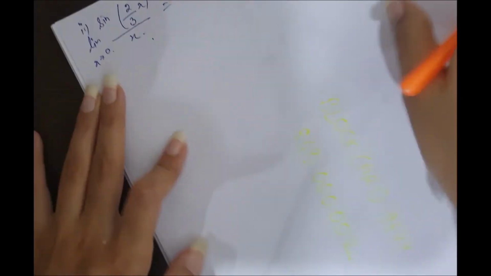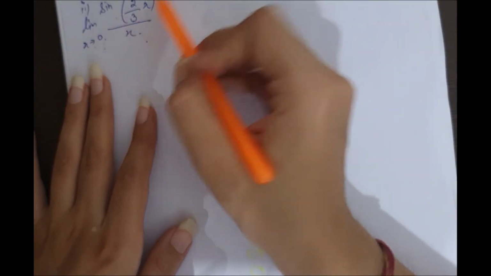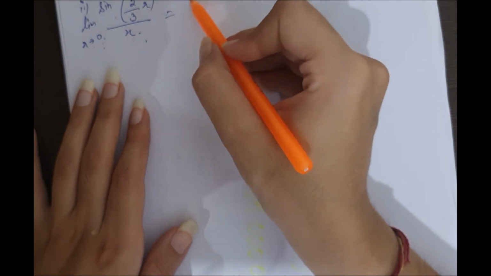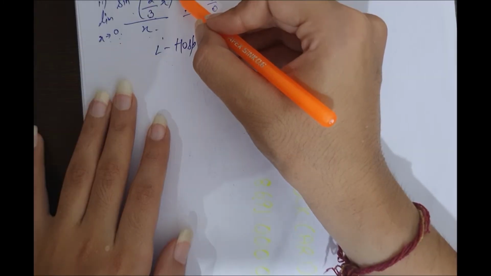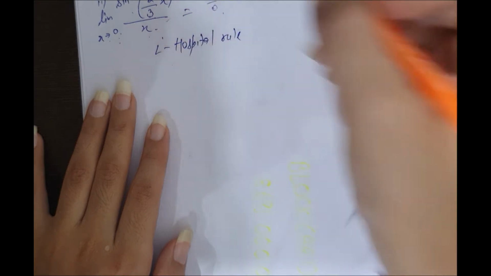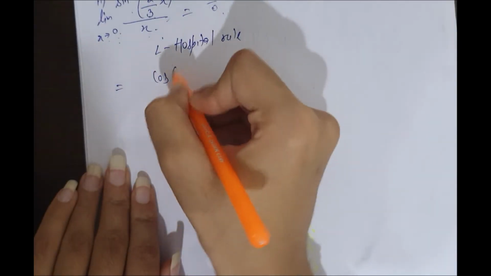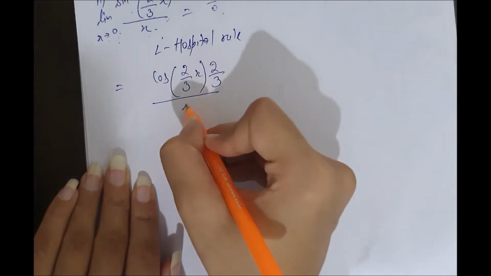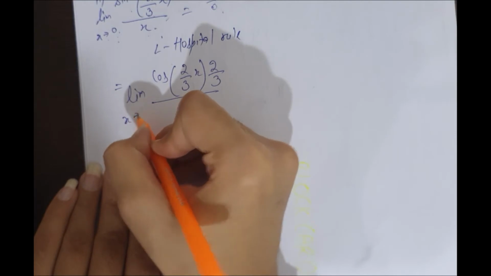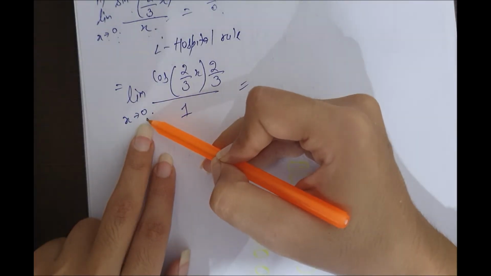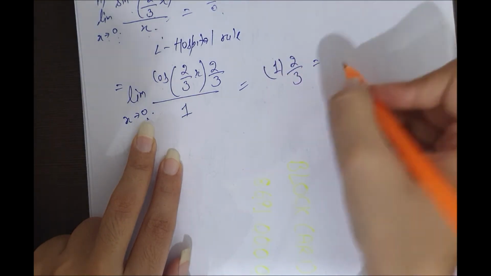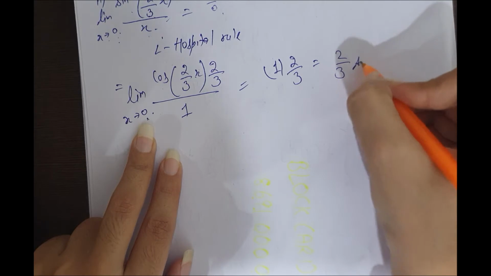Now this is the function. If we apply the limit here, then sin 0 will be 0 and in the denominator it will also be 0. It will again come out to be 0 by 0 form. Again we have to apply L'Hospital rule on it. According to L'Hospital rule, we have to differentiate numerator as well as denominator. Now apply this limit. Cos 0 will be 1. So this is 2 by 3. The answer will come out to be 2 by 3.